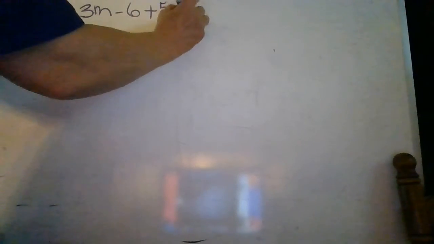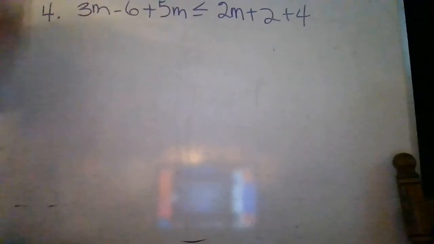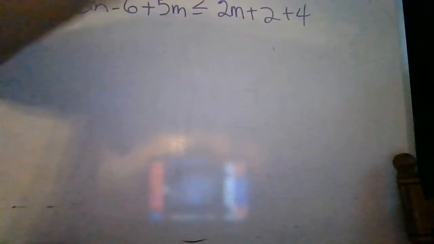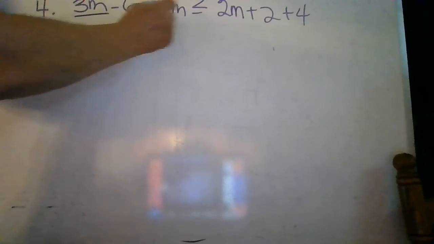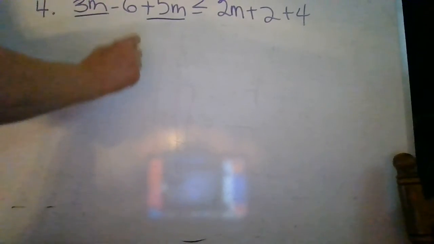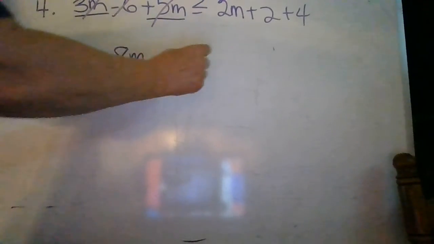Okay, and then number 4, 3m minus 6 plus 5m is less than or equal to 2m plus 2 plus 4. Okay, once again, that's probably not the original. I probably did the first step just by distributing. So we have 3m plus 5m. That would be 8m. Subtract 6, and I've taken care of every one of those now. Bring my less than or equal to down.